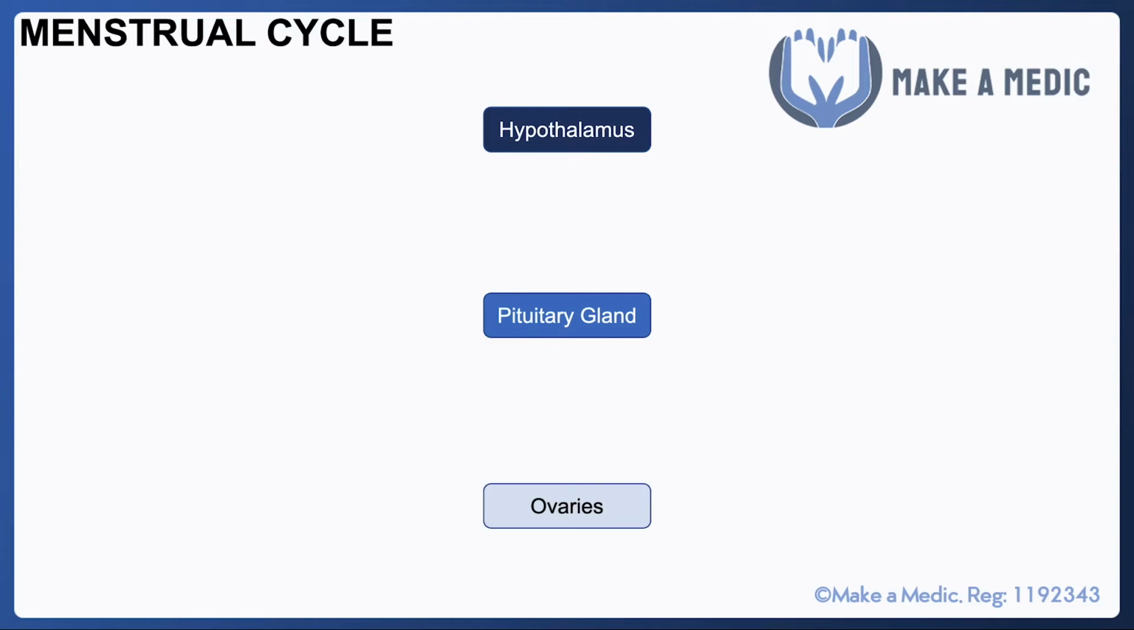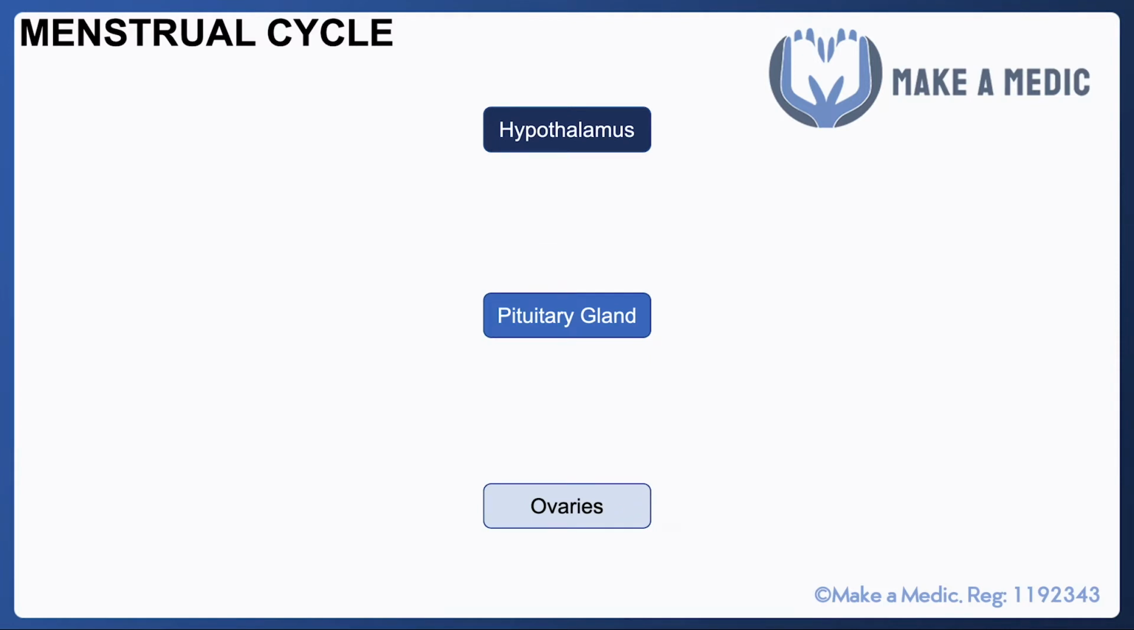To understand the menstrual cycle, we need to first think about the different components of the hypothalamo-pituitary ovarian axis and think about the hormones involved. So we have the hypothalamus, we have the pituitary, we have the ovaries, and they all communicate with each other, and there's a lot of feedback going on. So I'm going to try and simplify it as much as possible.